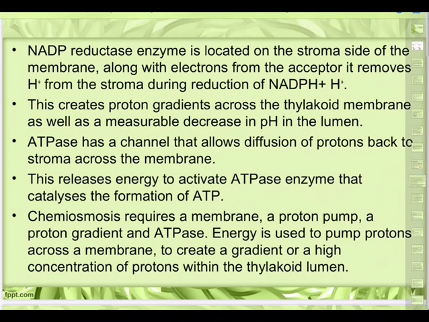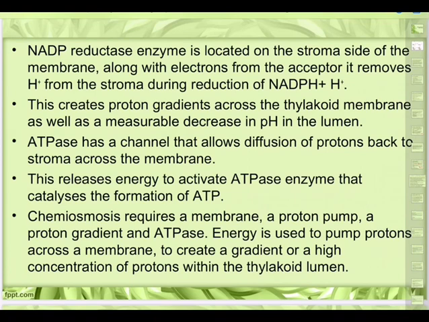NADP reductase enzyme is located on the stroma. You remember in a thylakoid there are two areas, grana and stroma. So it is located on the stroma side of the membrane, along with electrons from the acceptor. It removes H plus from the stroma during reduction of NADP plus to NADPH. This creates a proton gradient across the thylakoid membrane as well as a measurable decrease in the pH in the lumen.